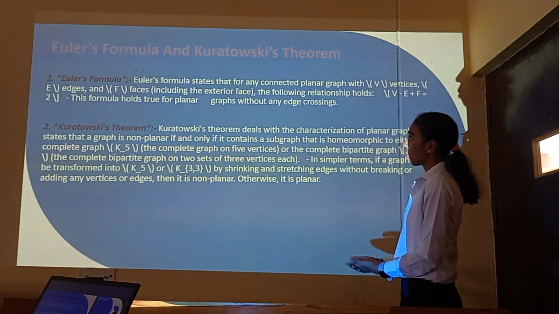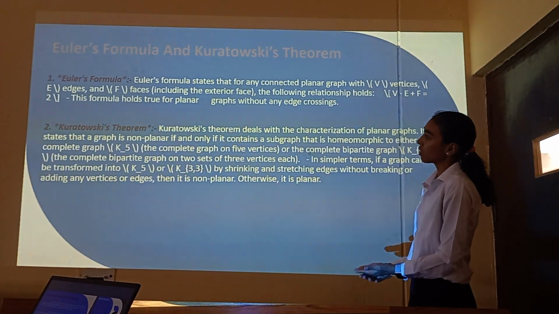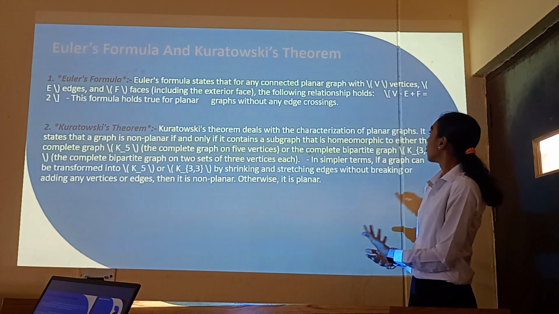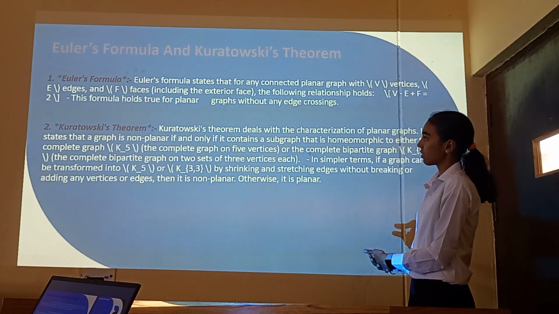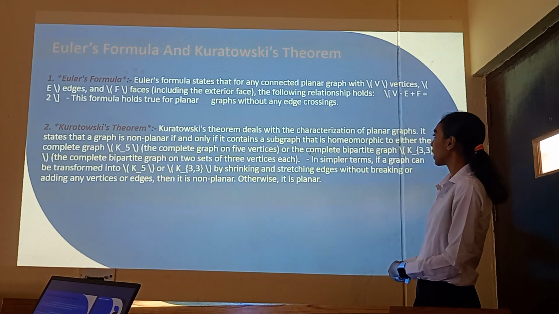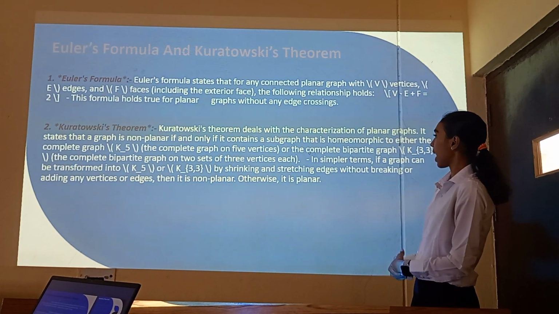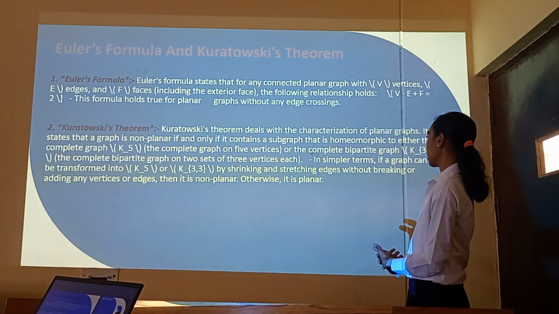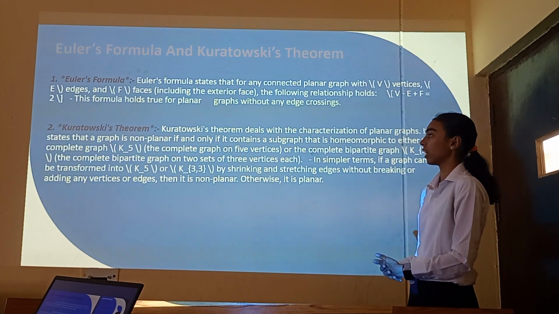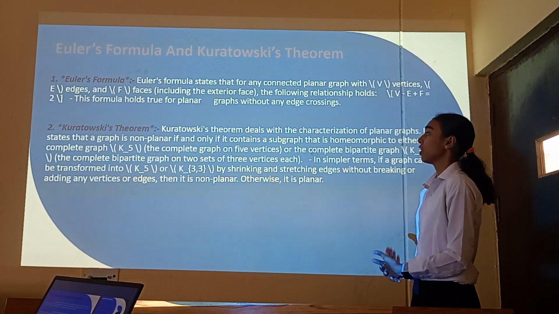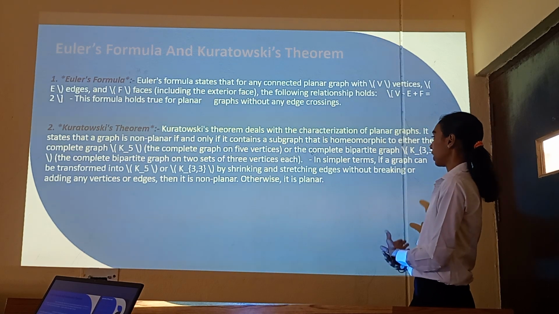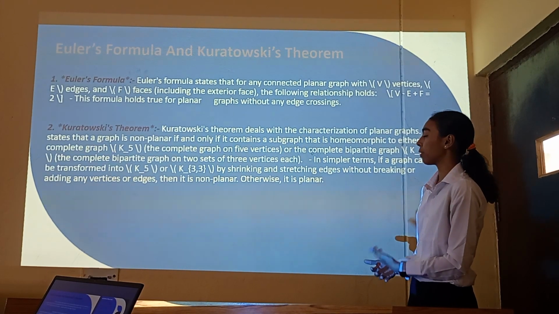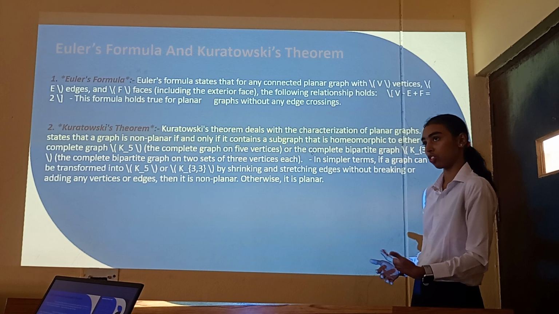Here are Euler's formula and Kuratowski's theorem. Euler's formula states that for any connected planar graph with V vertices, E edges, and F faces including the exterior face, the following relation holds: V minus E plus F is equal to 2. Second, Kuratowski's theorem deals with the characterization of planar graphs. It states that a graph is non-planar if and only if it contains a subgraph that is homeomorphic to either the complete graph on five vertices or the complete bipartite graph on two sets of three vertices each.